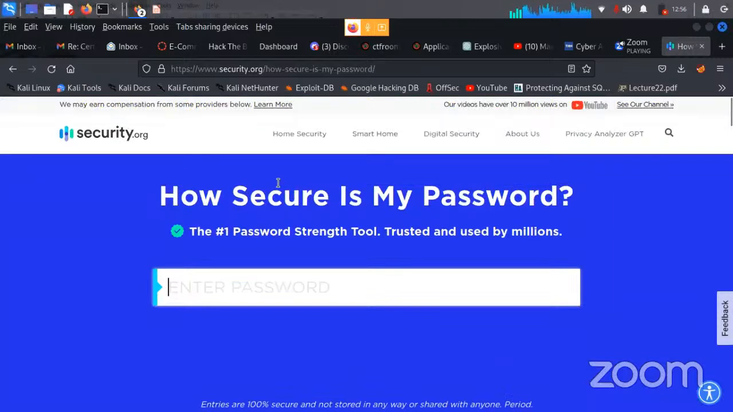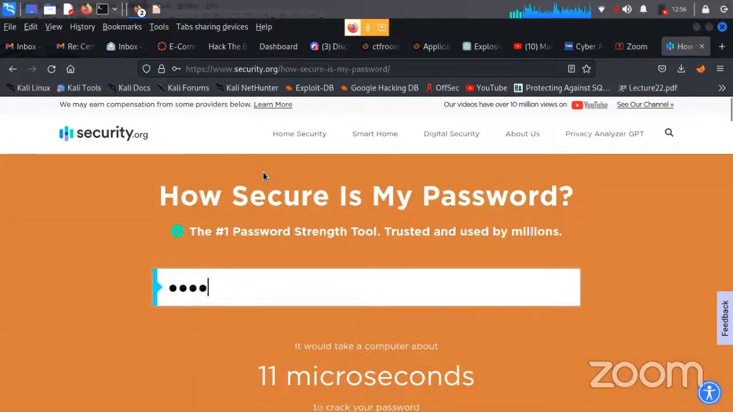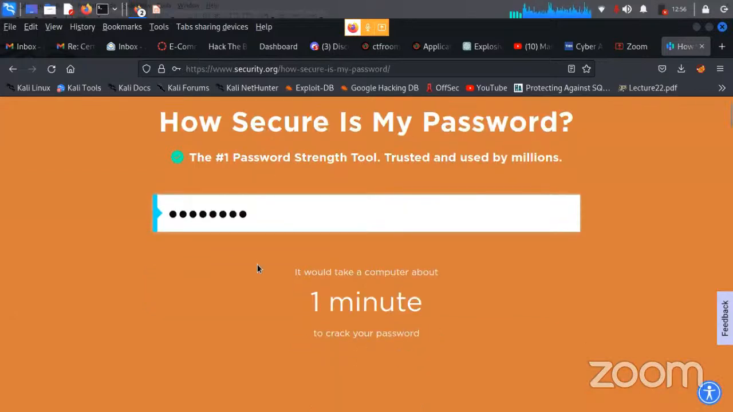So on the issue of password security, pages like this will be able to tell you how strong your password is. So how secure is my password? Let's do admin123. As you can see, it will take a computer about 1 minute to crack your password.